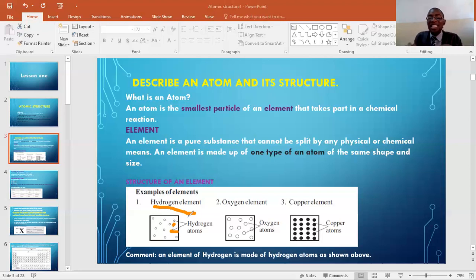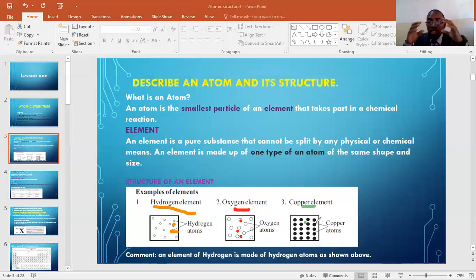You open the oxygen element, you find inside you have the oxygen atoms. You go to the copper, the famous copper element. When you see the copper rod or the copper sheet or the copper plate, what is found inside of that copper sheet are just called copper atoms. So an atom is the smallest particle of an element.